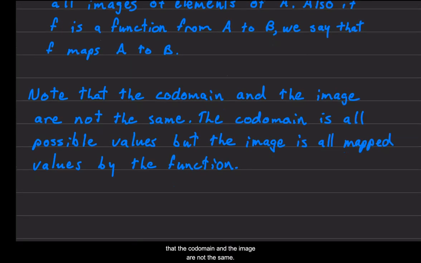Note that the codomain and the image are not the same. The codomain is all possible values, but the image is all mapped values by the function.